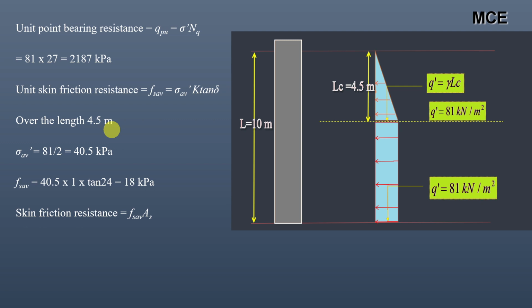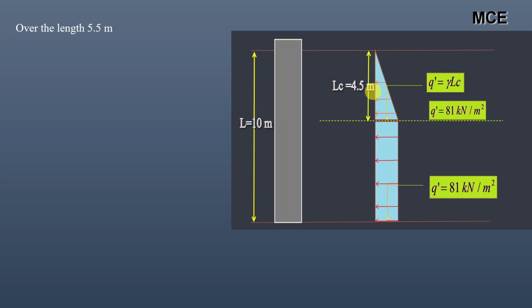Skin friction resistance is unit skin friction resistance multiplied by the surface area of the pile. So it will be 18 into pi into 0.3 into 4.5, so 76 kilonewton will be the skin friction resistance for the length of 4.5 meter. Next, we have to find the skin friction resistance from 4.5 meter to 10 meter depth. Over the length of 5.5 meter, the value of effective stress remains constant at 81 kilopascal.